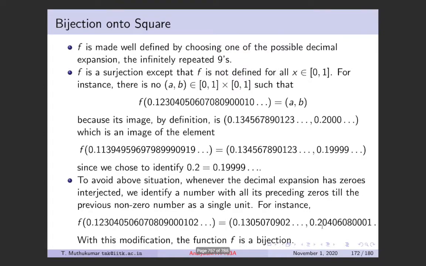And this map is a surjection and also an injection. So this is a bijection. So what we have done is we have constructed a bijection from the closed unit interval to the closed unit square. And this is a proof of Cantor, and you can see the kind of proof it is. It's a typical Cantor-type proof, right?